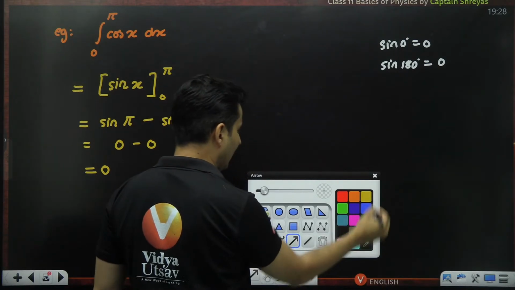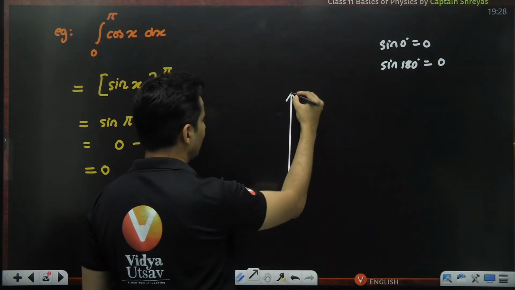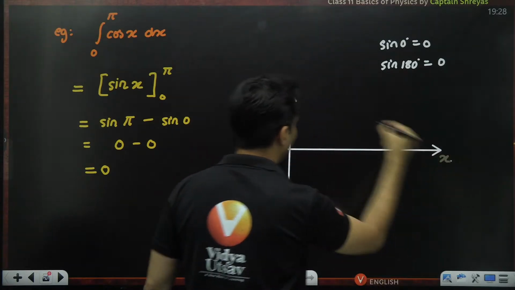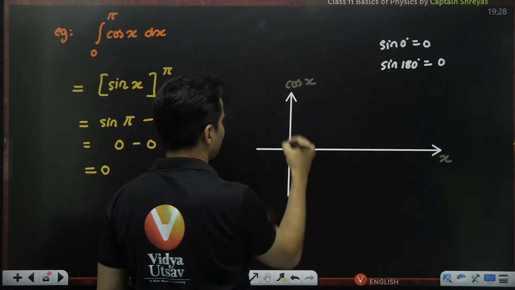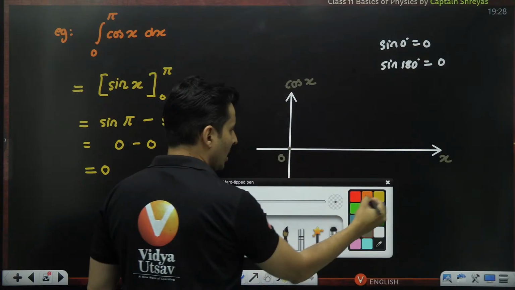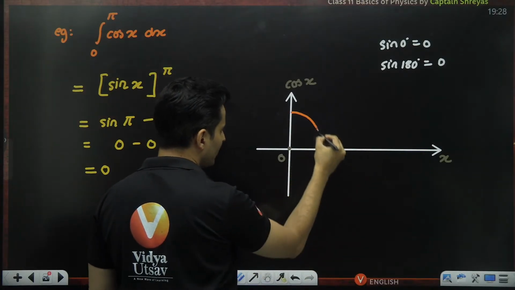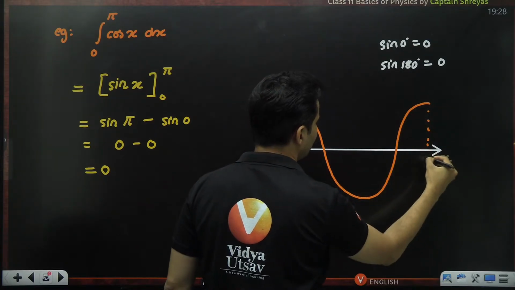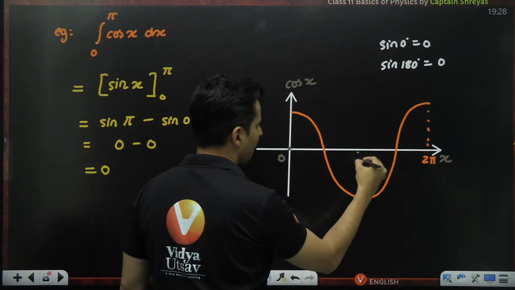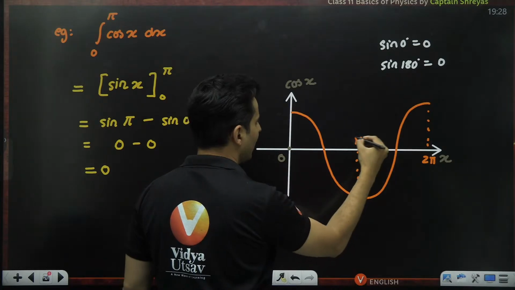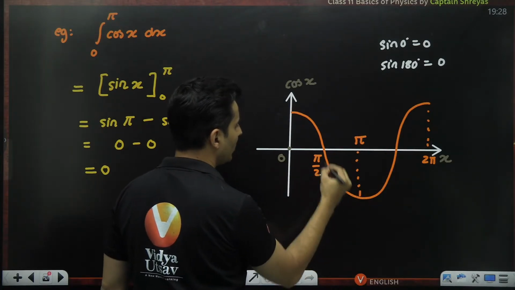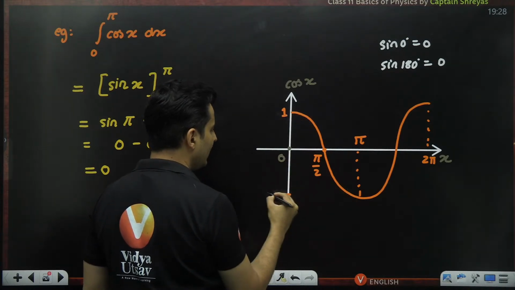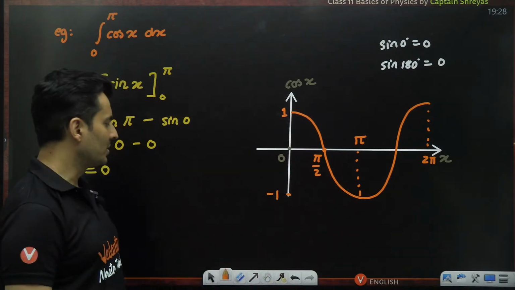But when you see the graph, things start becoming even more clearer. So, say for example, this is our x, this is our cos x, this is our 0. Cos graph starts from 1, goes like this, and like this. This is 2 pi. This is pi. This is 90 degree. Cos 90 is 0. Cos 0 is 1. Cos of 180 is minus 1. This is how it goes.